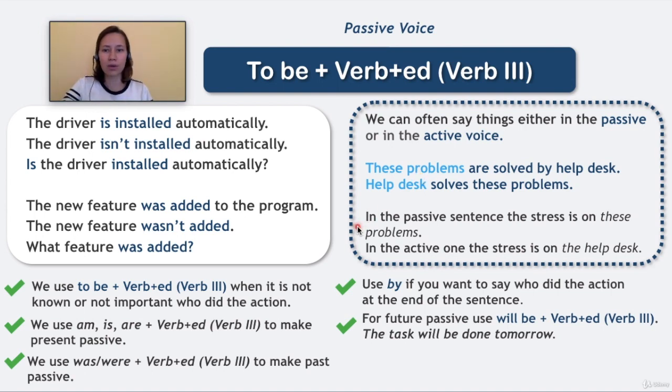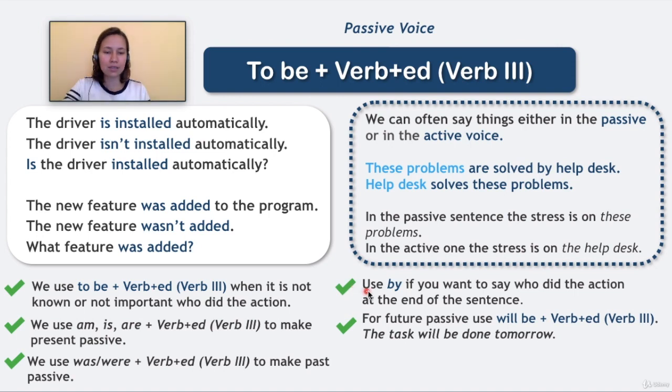There is, though, a small difference between them. In the passive sentence, the stress is on these problems, and in the active one, the stress is on the help desk. So if the most important information is that help desk solves the problems, then probably you would choose the active sentence and put help desk at the beginning. And if you mean that not other problems, but these problems are solved, then you put these problems at the beginning of the sentence and you stress this information.